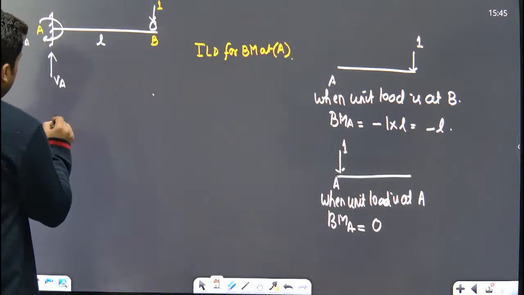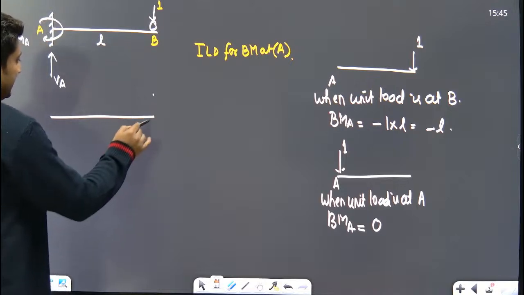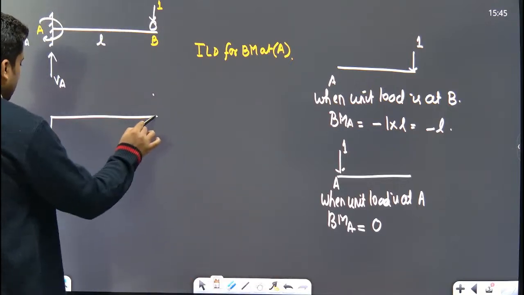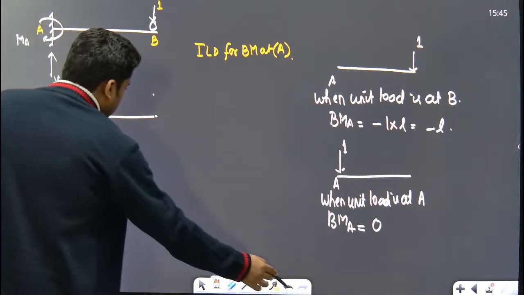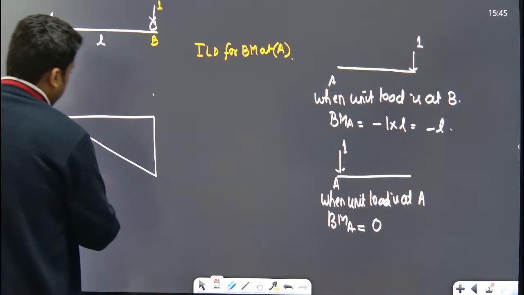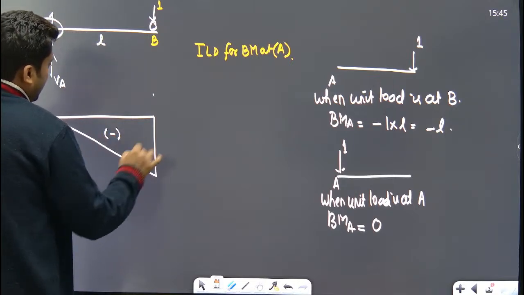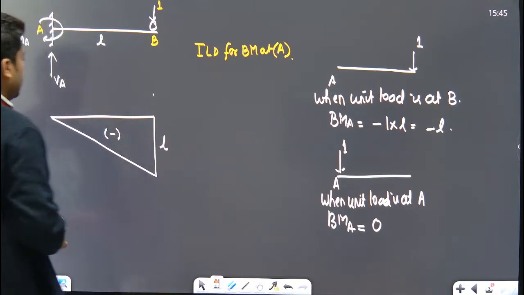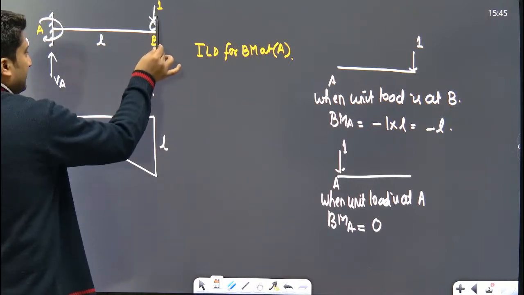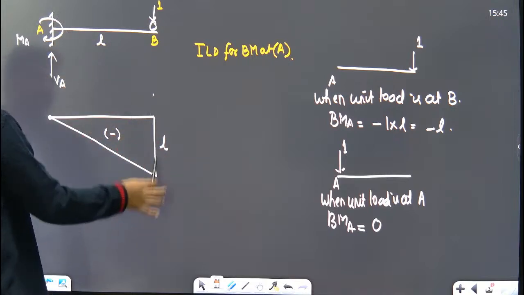So what will be the shape? It is decreasing linearly. If it is decreasing linearly, the shape will be something like this. Look very carefully. Minus, hogging bending moment. This is nothing but L. So when unit load is at B, bending moment at A is minus L.